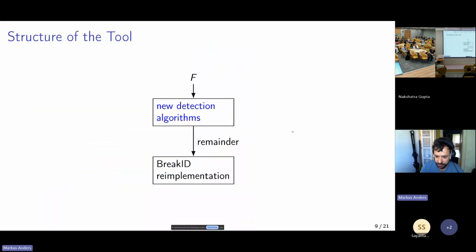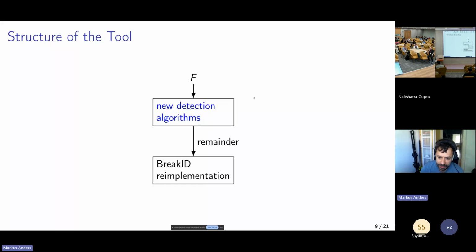Now, on a high level, it works like this. You start with the formula, and then these new detection algorithms are applied. These new detection algorithms then produce a remainder, so stuff that was not detected by these special structure detection algorithms. And only this remainder is then fed into what's essentially a Breakit reimplementation.